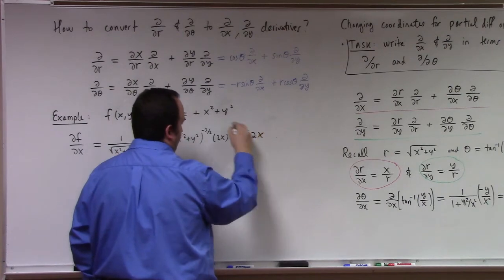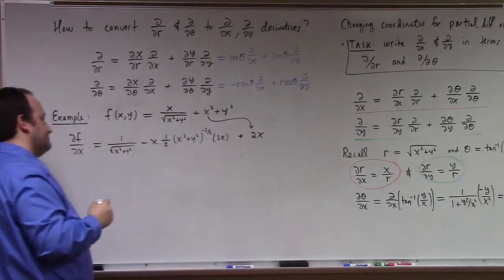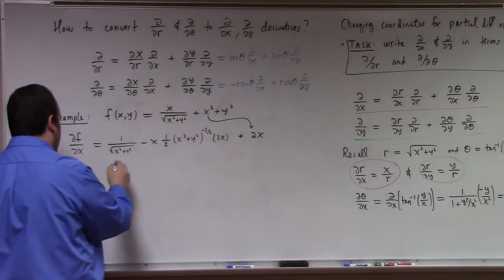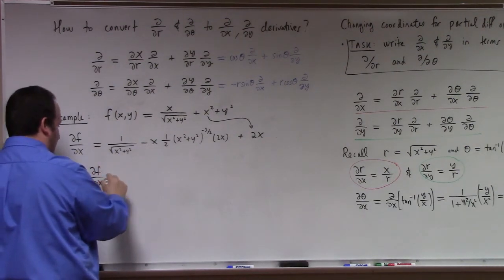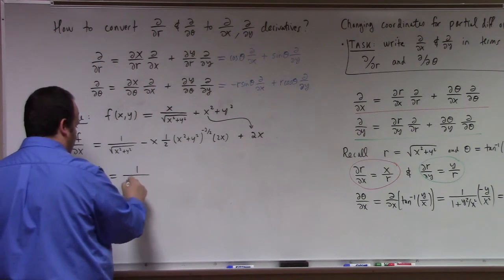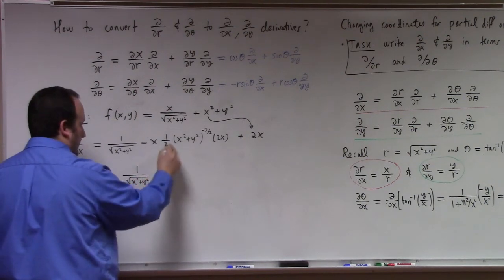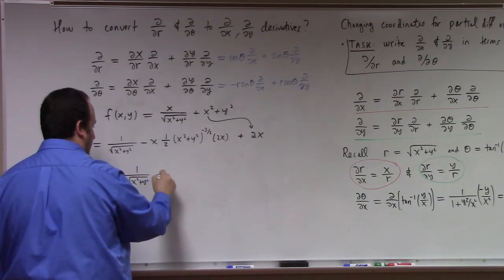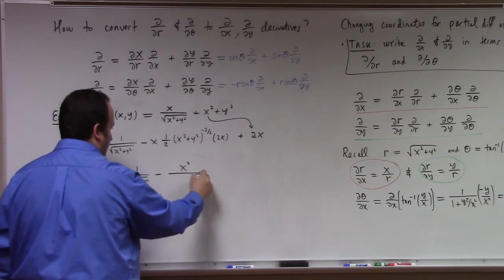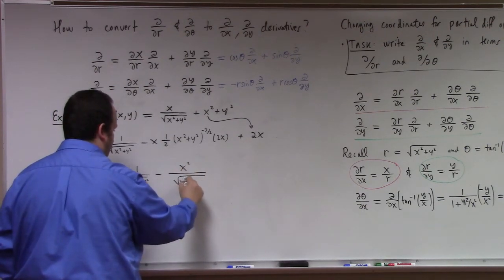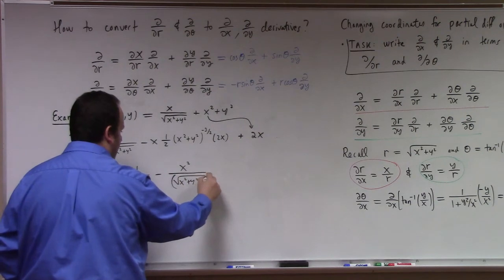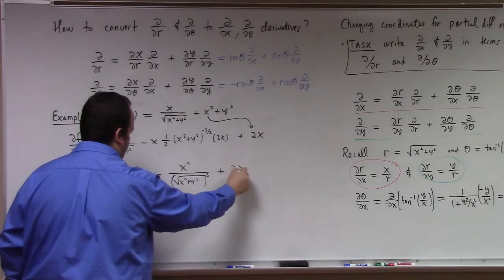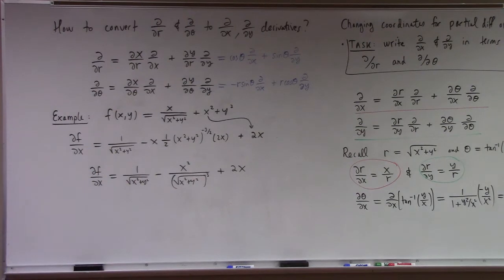Wouldn't that just be x for the second part of the product rule? Yeah. Oh, fair enough. So what we got is partial f, partial x is equal to 1 over the square root of x squared plus y squared. And like you just told me, there's a minus, right? So minus x squared divided by the square root of x squared plus y squared cubed, I suppose. We could write it that way, plus 2x. There you go. That's how we do the differentiation directly.